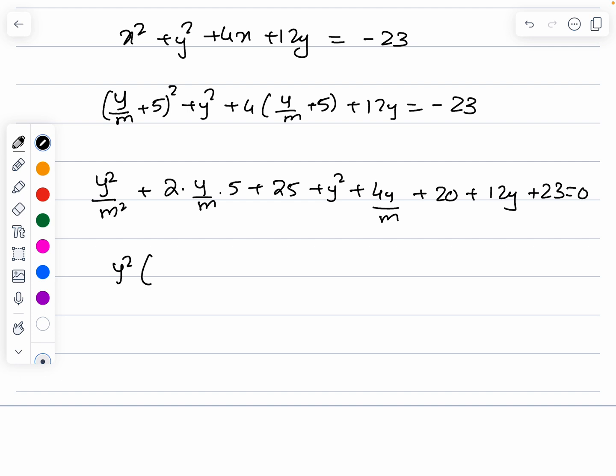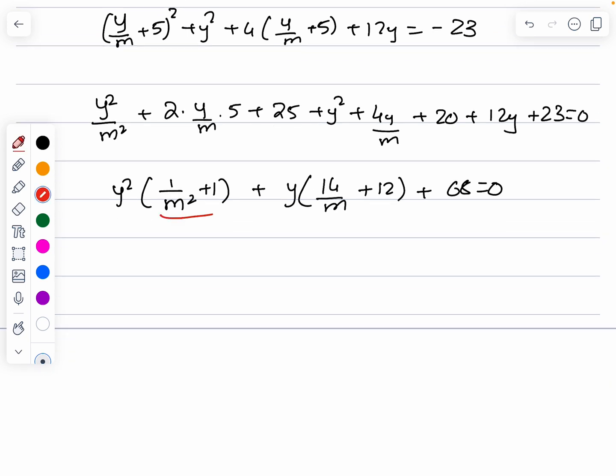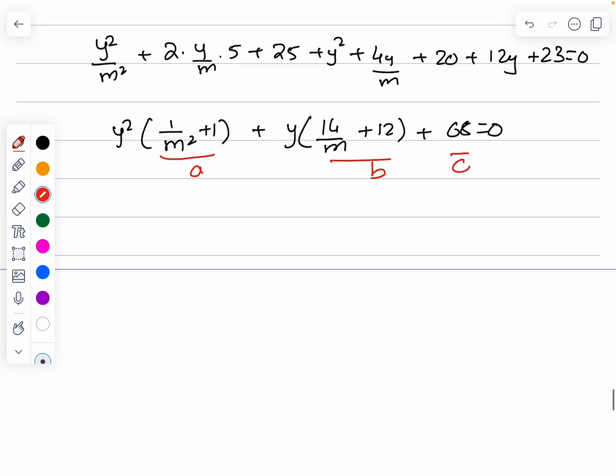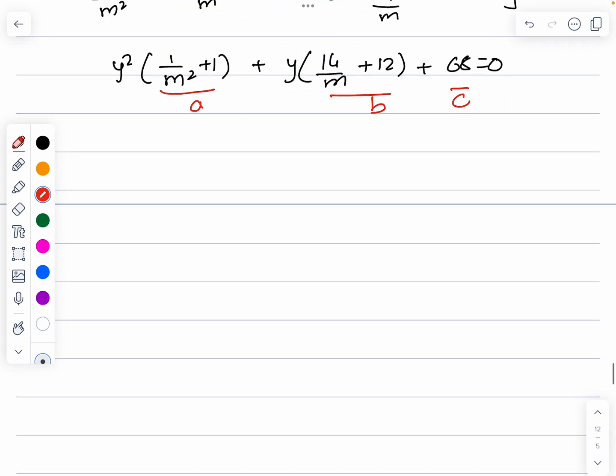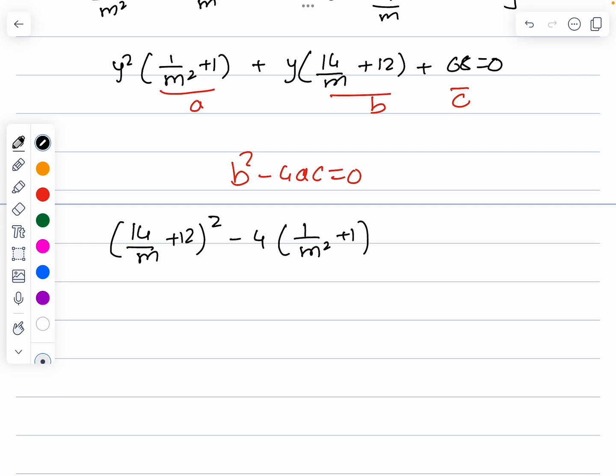Take y square common, so it becomes 1 upon m square plus 1. Then take y common, it becomes 14 upon m plus 12, and plus 68 equals to 0. So we can see that this is A, this is B, this is C. A, B and C. Now it is a tangent. If at all it is a tangent, b square minus 4ac should be equals to 0. B is 14 upon m plus 12 whole square minus 4 times (1 upon m square plus 1) times 68 equals to 0.